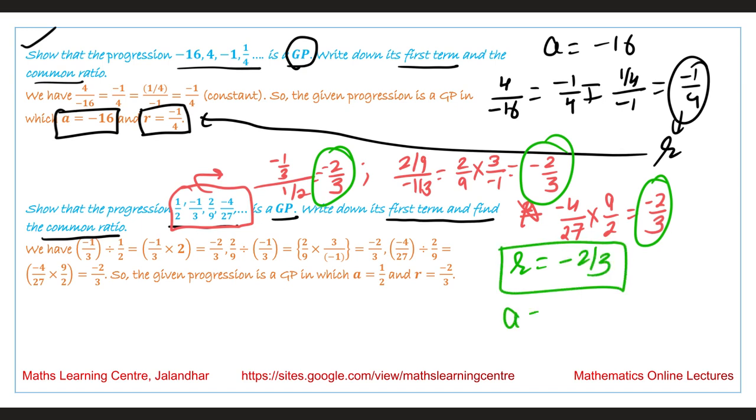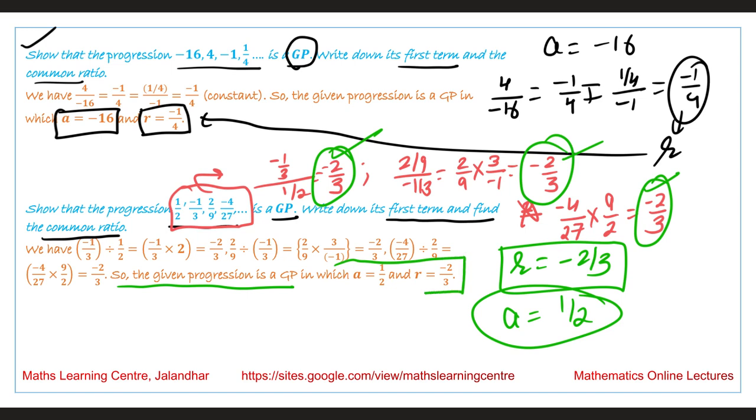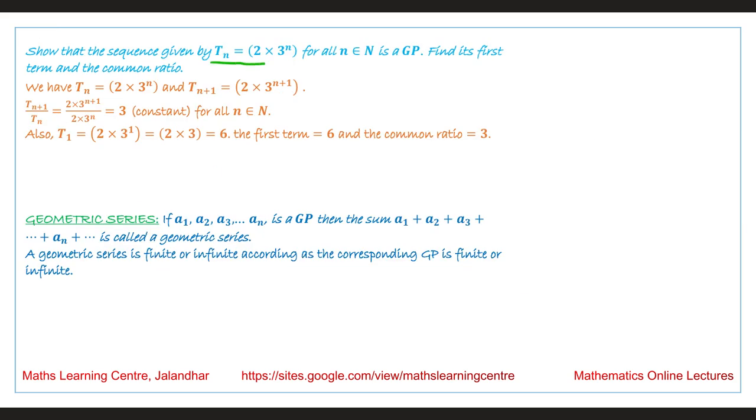The first term we have over here is 1 by 2, and this ratio of two consecutive terms is fixed over here. So we are saying it is a geometric progression whose first term is 1 by 2 and common ratio is minus 2 by 3. Next is: show that the sequence Tn equal to this forms a GP. So the general term is given, Tn is equal to 2 into 3 raised to the power n. Now what is Tn plus 1? That is equal to 2 into 3 raised to the power n plus 1.